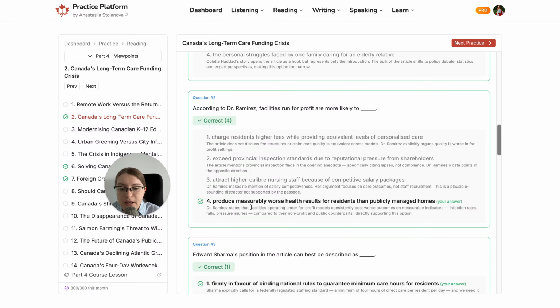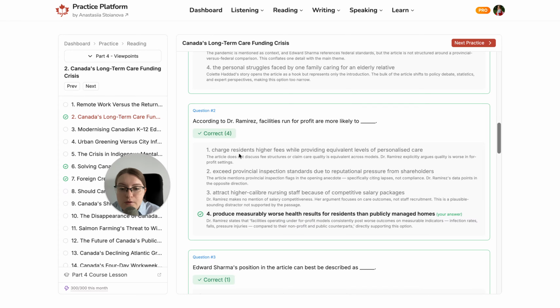And there is an explanation, the same one that I showed you in the text. And for the other options, let's say you chose number 1, right? And it's wrong. We were trying to design the practice platform for you in a way that it explains why not. For example, here it says the article does not discuss the fee structures or claim care is equivalent. So it doesn't say. Dr. Ramirez explicitly argues quality is worse for for-profit settings.